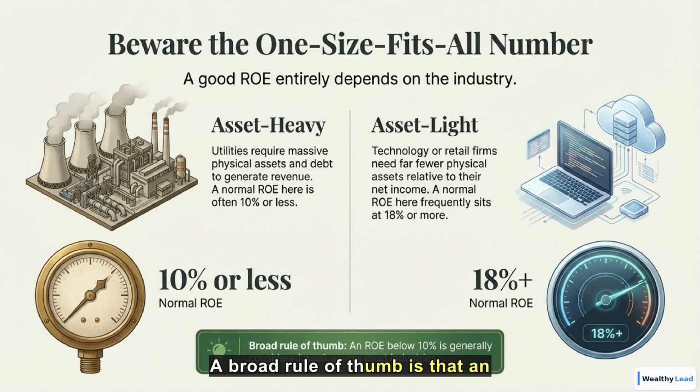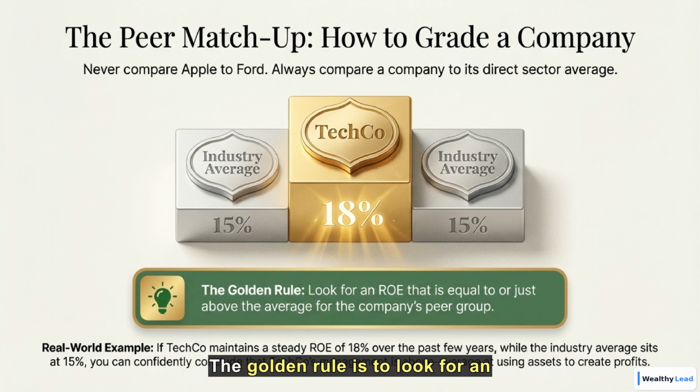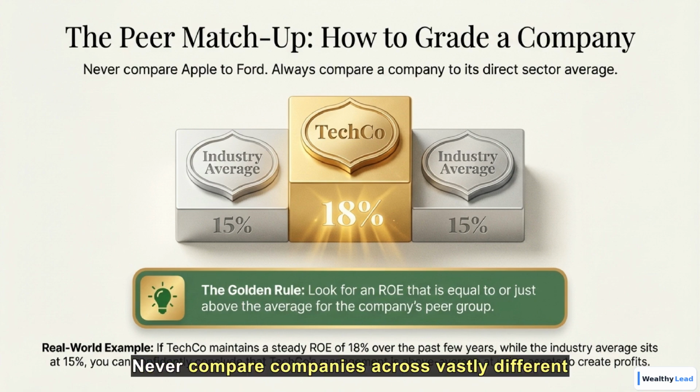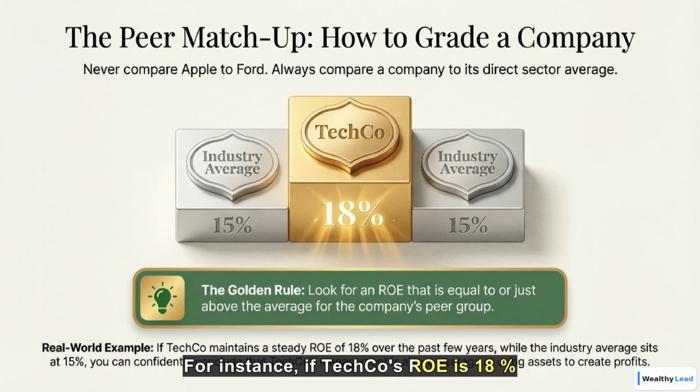A broad rule of thumb is that an ROE below 10% is generally considered weak. The golden rule is to look for an ROE equal to or just above the average for the company's peer group. Never compare companies across vastly different sectors. For instance, if TechCo's ROE is 18% and the industry average is 15%, TechCo is outperforming its peers.